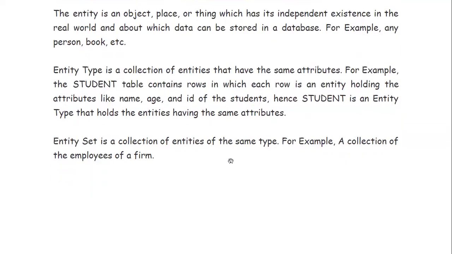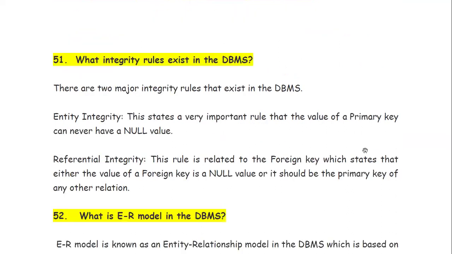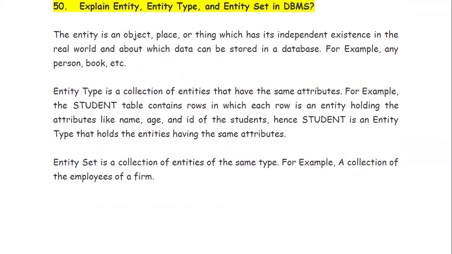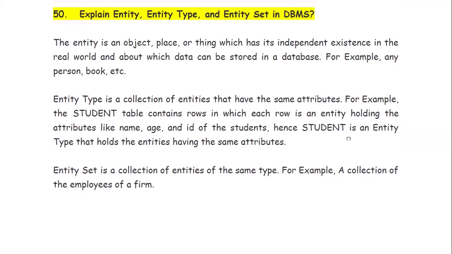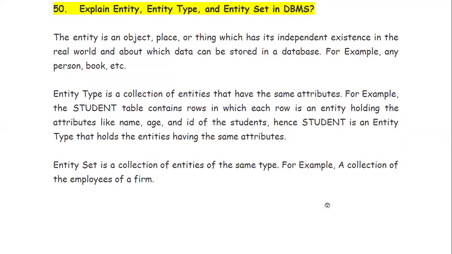Now, entity set is a collection of entities of the same type. Say a collection of employees of a firm. Clear? Entity, entity type, entity set. Repeating again, entity is a real-time object like Rahul, say Ria, then entity type is student, then entity set is a collection of different entities of the same type.